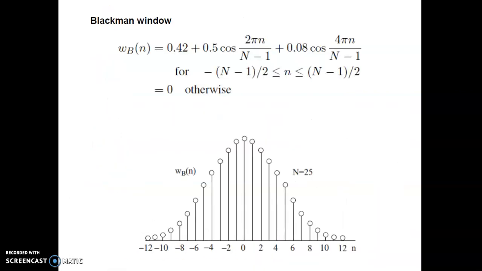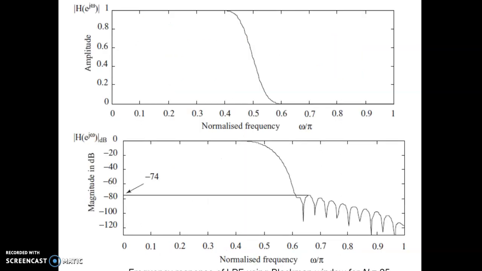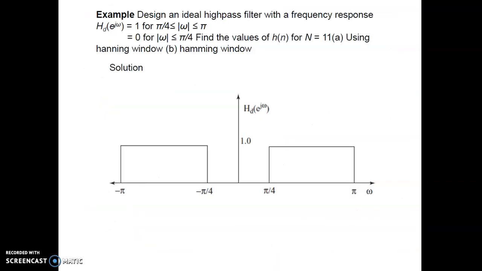And the next one is the Blackman window, where w(n) is equal to 0.42 plus 0.5 cos(2πn/(N-1)) plus 0.08 cos(4πn/(N-1)), for -(N-1)/2 less than or equal to n less than or equal to (N-1)/2, and it is 0 otherwise. Here again we are showing the normalized frequency response as well as the frequency suppression characteristic.